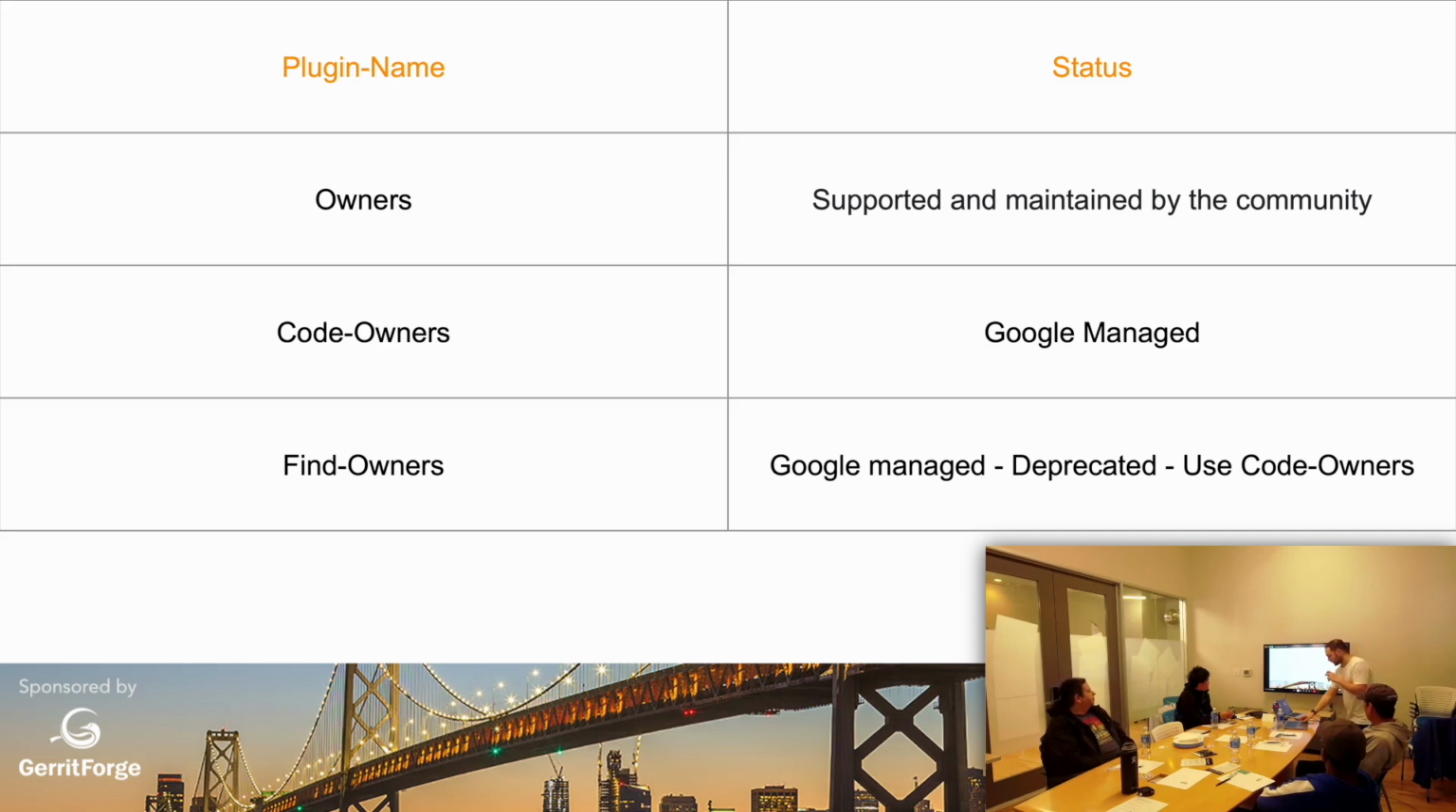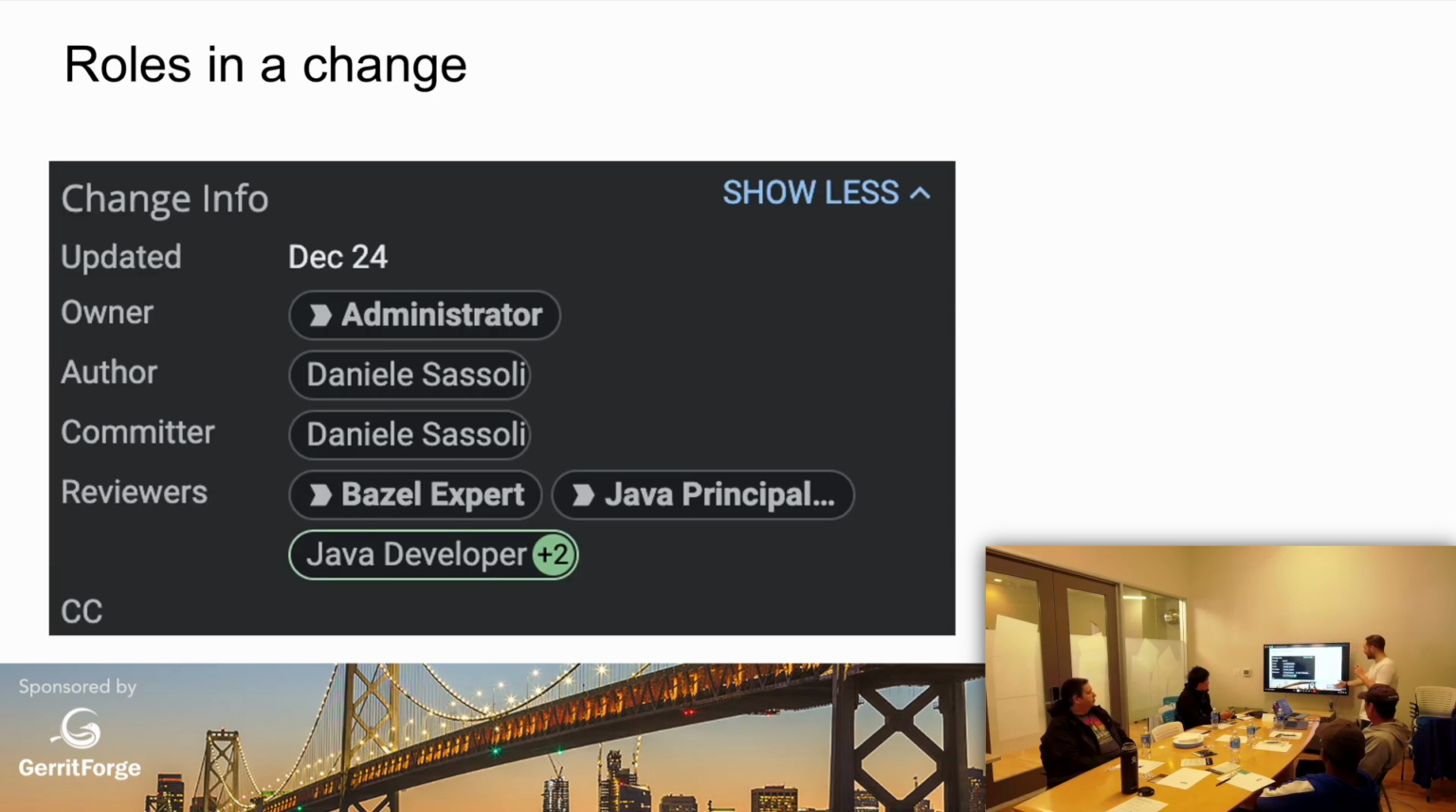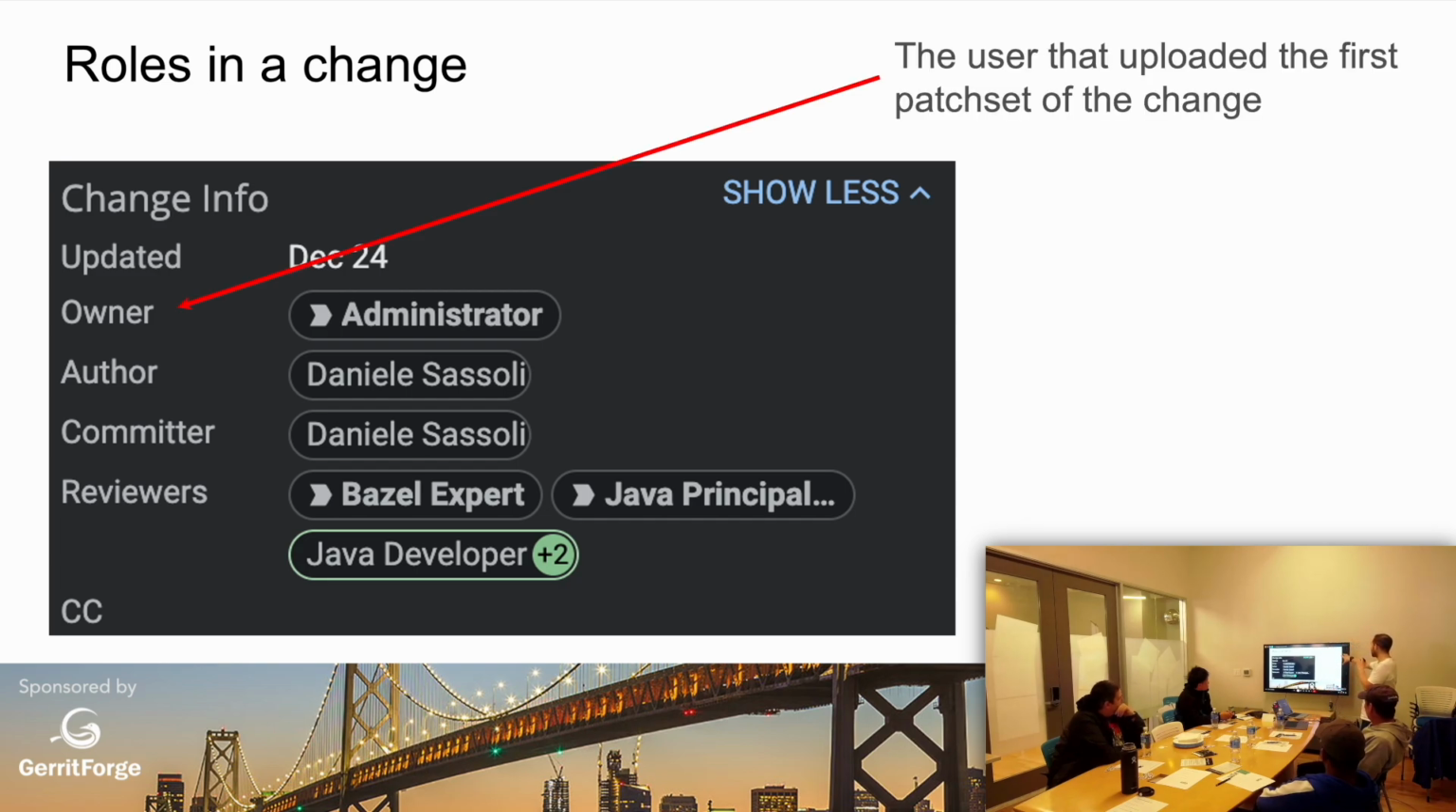All right. So let's mention for a second, what is an owner? This might sound obvious, but it's actually quite confusing in the Gerrit world. If any of you have seen the change info screen, I'm sure you're all familiar with this. This is what you're presented with when you create a change. And there we can see owner. So surely that's what we're talking about today. Wrong. The owner on the change screen is actually the user that uploaded the first patch set of the change.